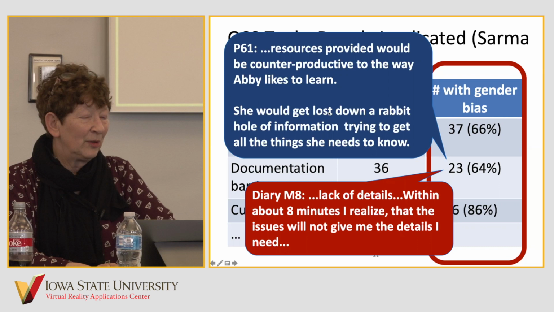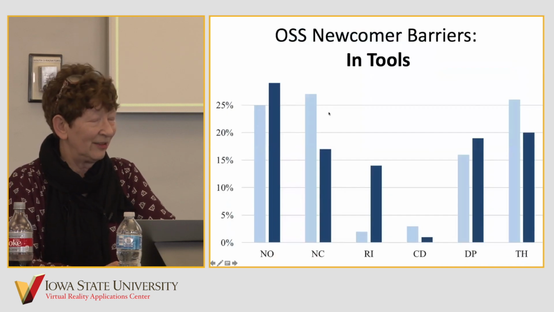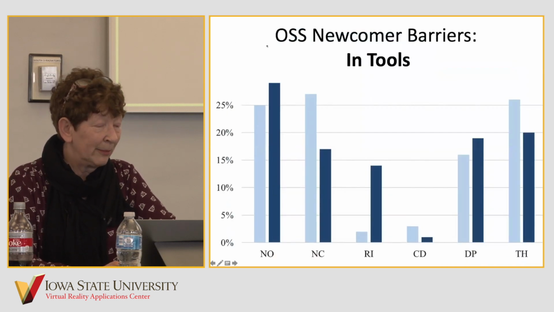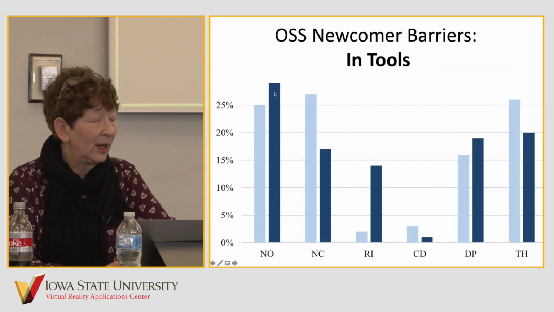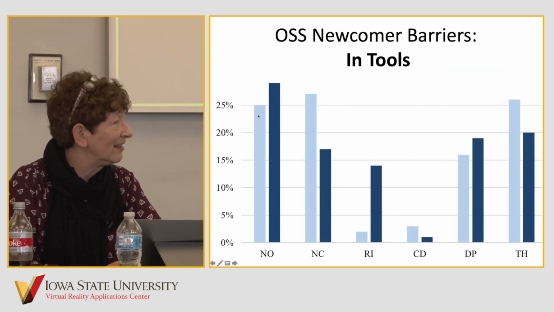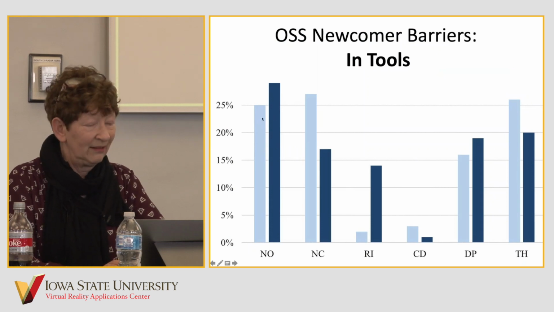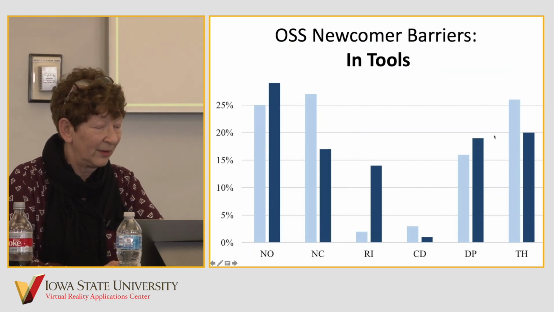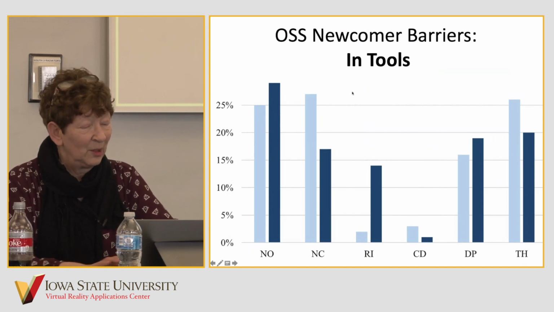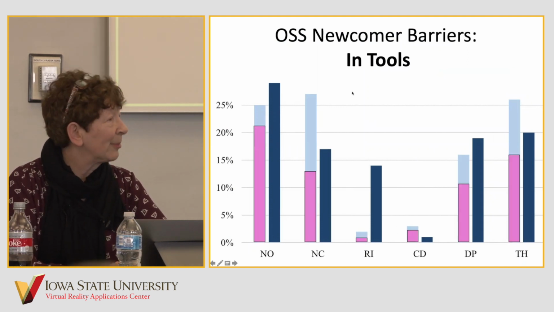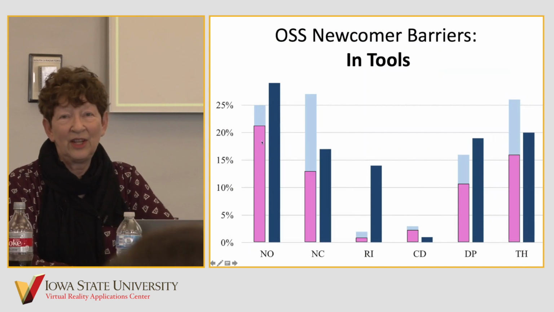When we looked at these newcomer barriers in the various open source tools, the dark blue bars, these are other people's research. The light blue bars are our research. In many cases, we're finding approximately similar results, although there are some differences down there. But of those, we're finding a really high percentage, again, of these gender biases.